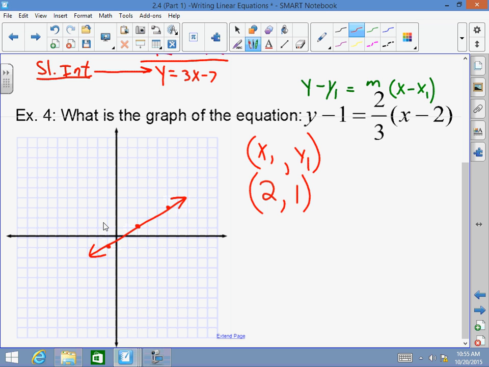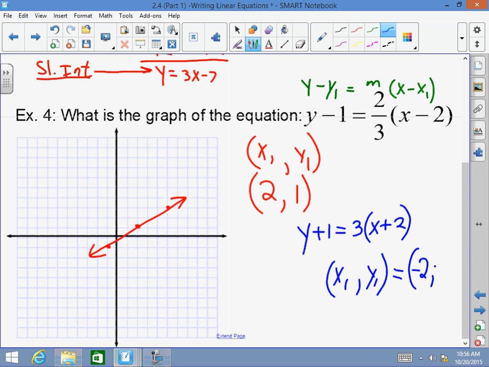What if I had given you something like this, just to change it up? y plus 1 equals 3 times x plus 2. Okay, remember, that's y minus y1 and x minus x1. So they're opposites. So what would my x1, y1 be in this particular case? Negative 2 and negative 1.